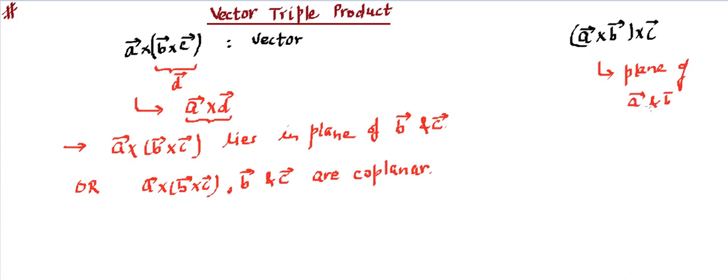So the conclusion that comes out is that whatever the bracket is, the vectors within that bracket, whatever the plane they are making, the entire vector lies in that plane itself. So here we can claim A cross B cross C vector, and A vector and B vector will become coplanar vectors. Making sense? Fine. This is how we can decide the direction or the plane where they are going to lie.